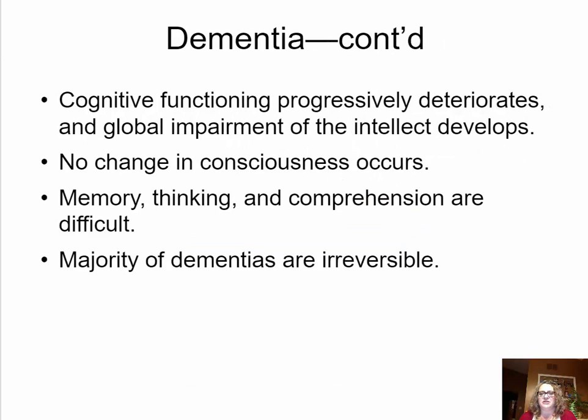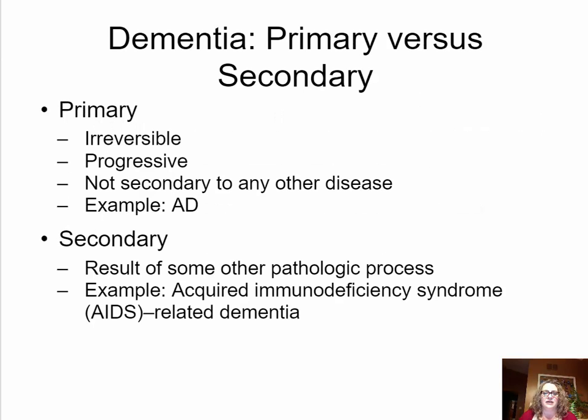Cognitive function progressively deteriorates, and there's global impairment of intellect with no change in consciousness. Memory, thinking, and comprehension are difficult, and the majority of dementias are irreversible. So there are different types of dementia. Alzheimer's is the primary diagnosis for major neurocognitive disorder. This section in your book talks mostly about Alzheimer's disease, but there are other types of dementia, and we talk about that on the next slide.